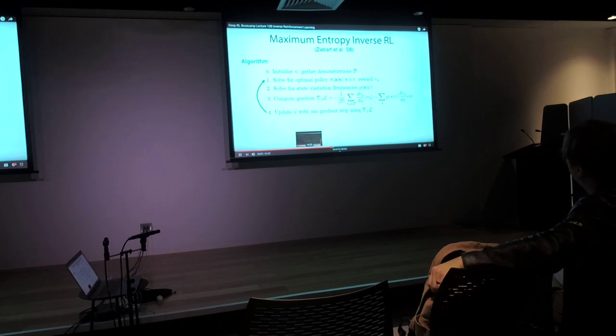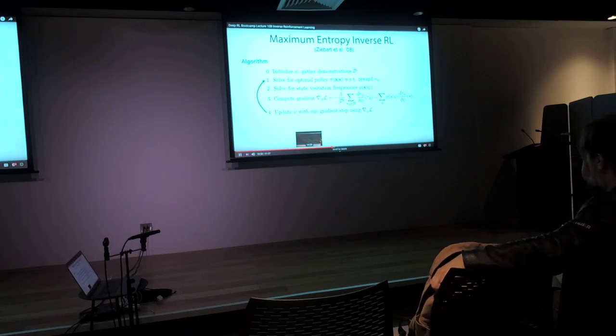But one thing that I will note is that the original paper of MaxEnt IRL used a linear reward function, but the way that I wrote it out here is general to any nonlinear reward function. You just need to be able to compute the derivative of the reward function with respect to the parameters of the reward function. So you can plug in a neural network reward function here, and everything will work out fine.